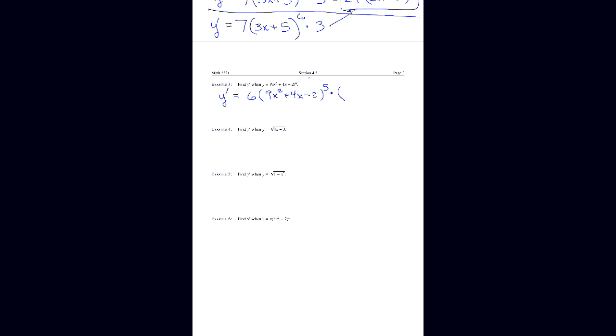Now, most of the time, you're going to need parentheses for this latter half. And so we're going to print parentheses 18x plus 4. And then the only simplification that we can really do here is 6 times all of this, and then move that to the front. So this would be 108x plus 24, 9x squared plus 4x minus 2 to the 5th.